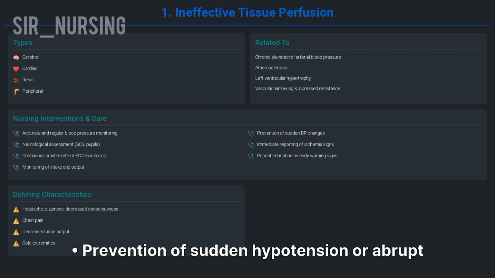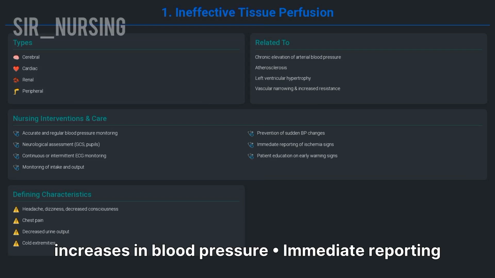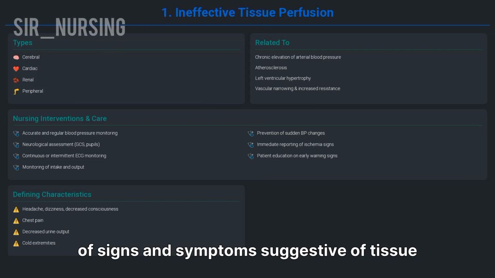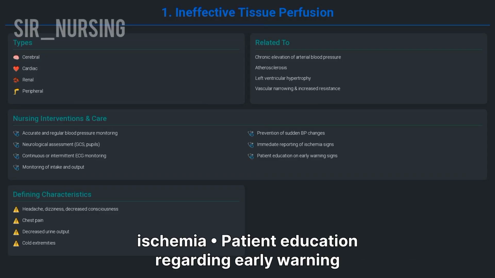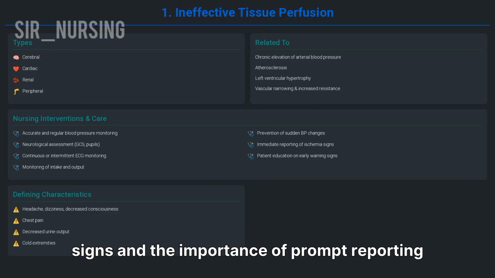Prevention of sudden hypotension or abrupt increases in blood pressure. Immediate reporting of signs and symptoms suggestive of tissue ischemia. Patient education regarding early warning signs and the importance of prompt reporting.